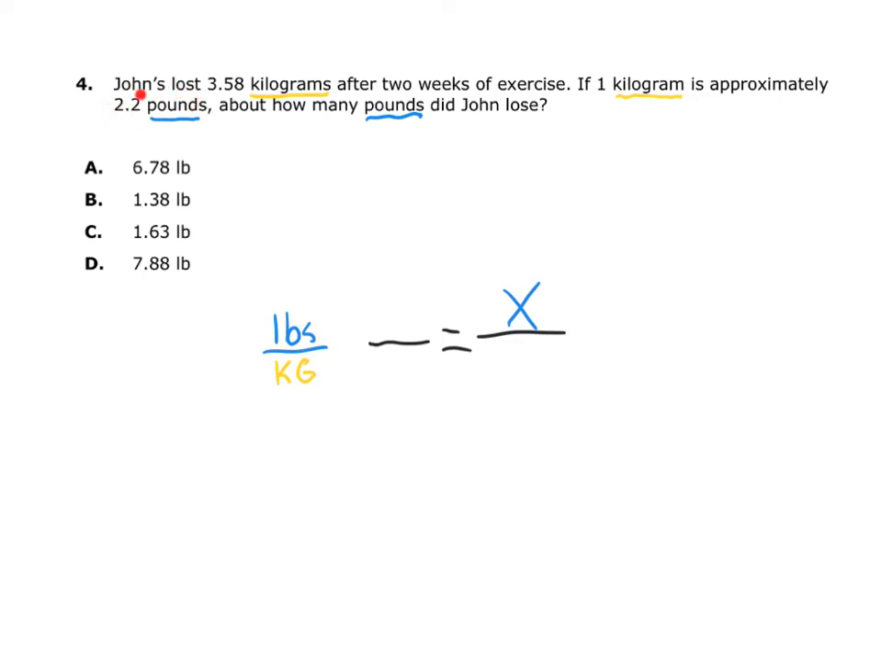So here we have 2.2 pounds. So we can put it next to the pounds up top. And it says that 1 kilogram is related to the 2.2 pounds. So those have to go together, meaning right on top of each other. So we have 1 kilogram. Then it says 3.58 is what he lost. We're trying to figure out how many pounds that is. So what we're looking for and 3.58 goes together.